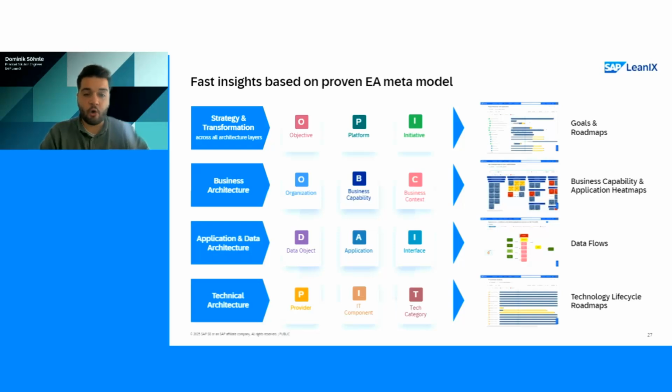I also already talked about the out-of-the-box meta model. It gives you an indication of what kinds of artifacts we collect in Linux, starting from the bottom with the technical architecture: which software and hardware components we use, and which middlewares we use for integrations. Coming to the application and data architecture, as I said, the application is the heart of Linux. How integrated are they? Which data objects are we transferring from A to B?